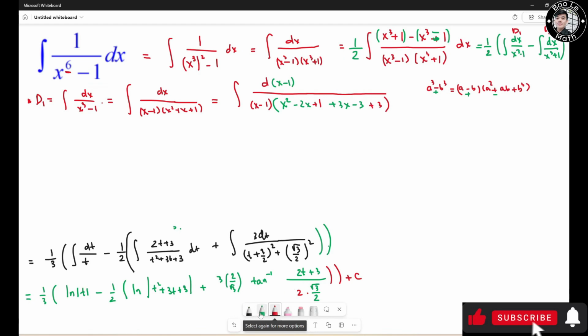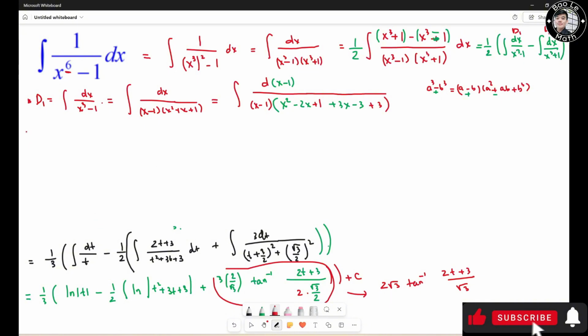So now we need to simplify this one right here. So this turns out to be 2 root 3 tangent inverse of (2t plus 3) over root 3, right? Now remember that we just used substitution by using t as s minus 1, right? So we just substitute s minus 1 back over here.